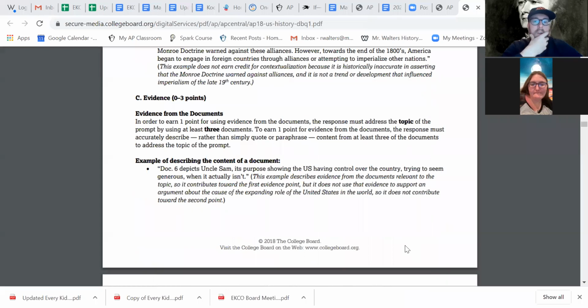Nice. Okay, let's talk about how they use the evidence. There are multiple points you can get from using the evidence. First of all, you need to address the prompt by using at least 3 documents. Actually, it's at least 2 documents on this AP exam, so they shrunk that down to 2. To earn 1 point, the response must accurately describe, not just quote or paraphrase, content from at least 2 of the documents to address the prompt. Remember, to get that first point, we just have to do 2.